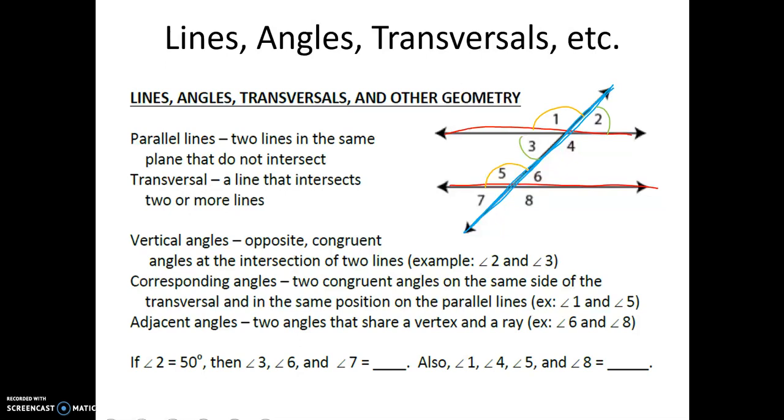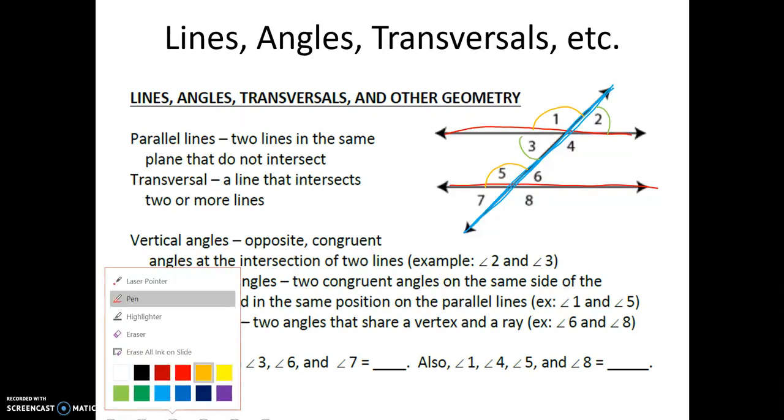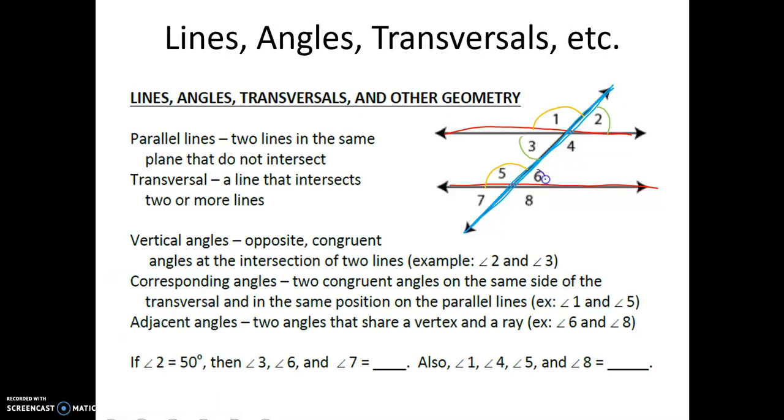And then adjacent, they share a vertex and a ray. So an example is angle 6 and 8, so angle 6 and 8 are adjacent. The fact that they're adjacent doesn't give us any value whatsoever to those angles. However, they do create a straight line, and so they're also supplementary.